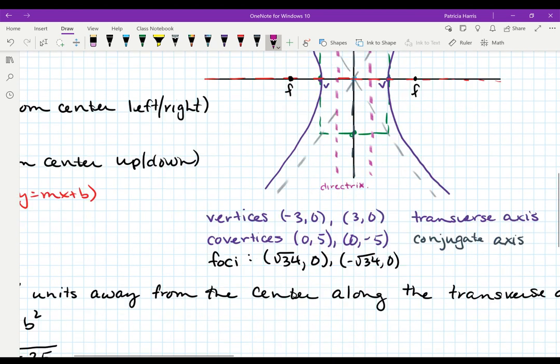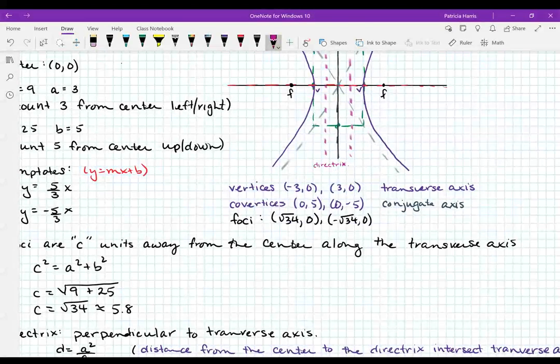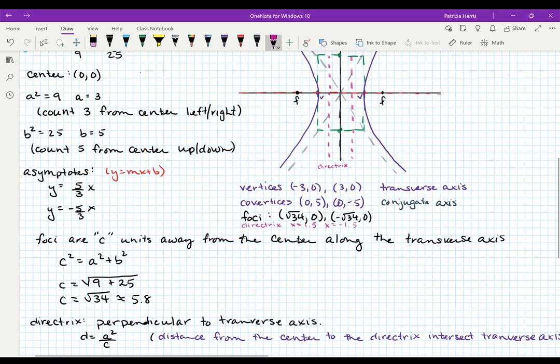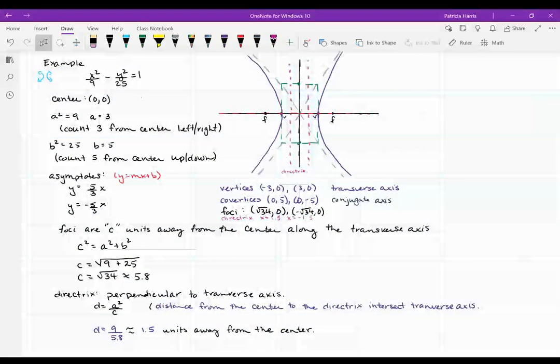So let's add some information to our list. Our directrices are x equals 1.5 and x equals negative 1.5. And remember that each is perpendicular, forming a 90-degree angle with the transverse axis. As you can see, there's a lot of stuff going on here.